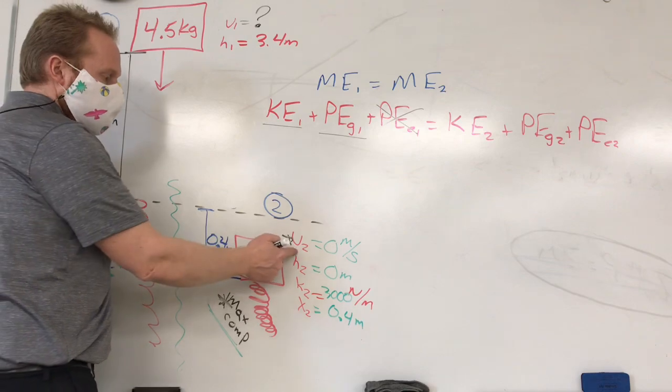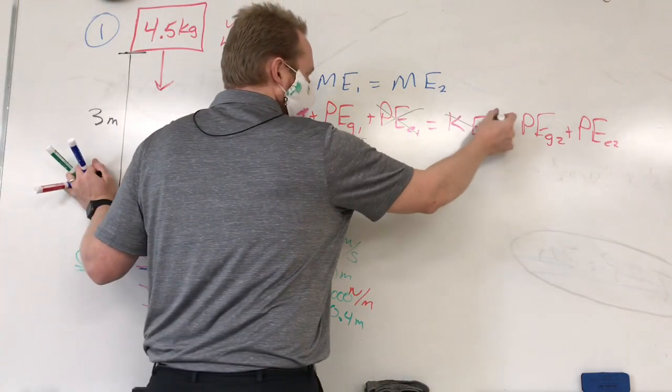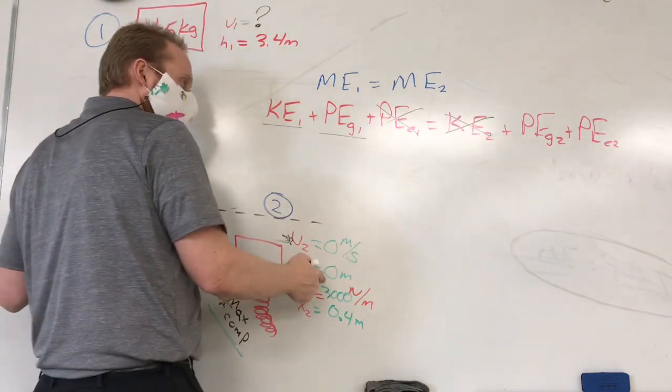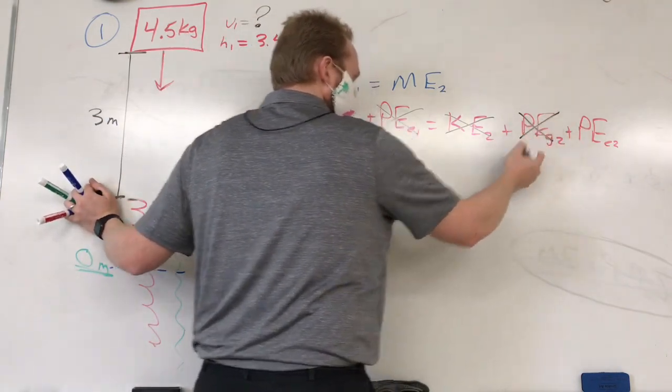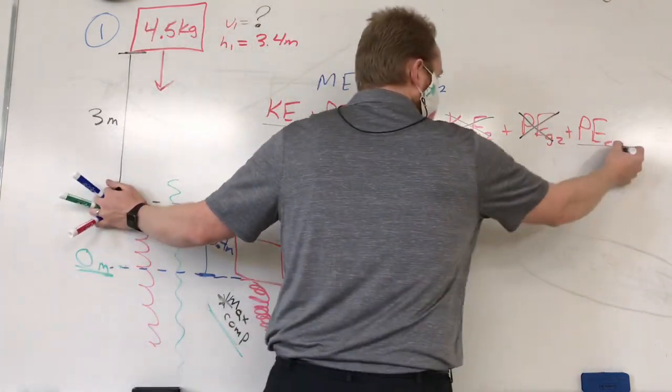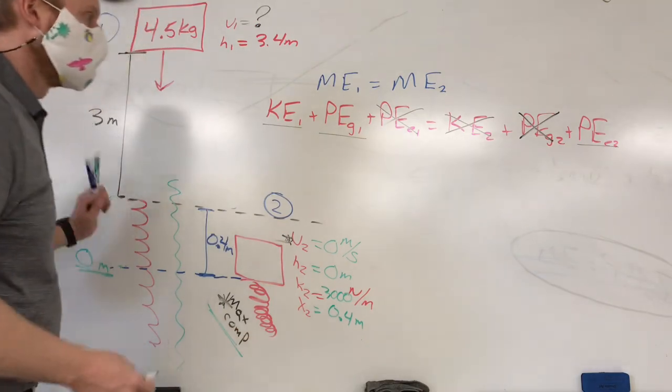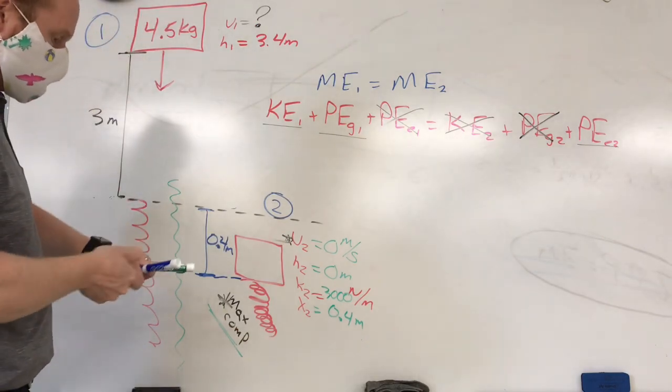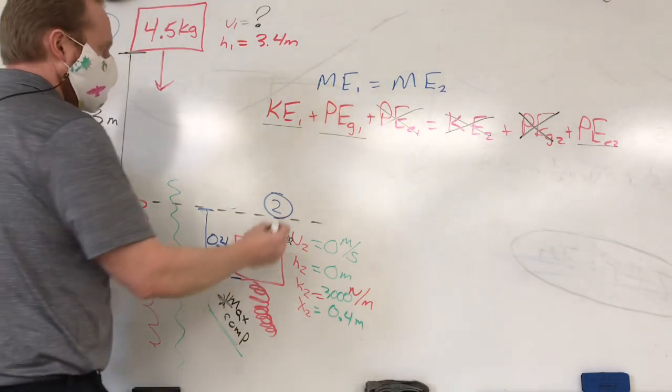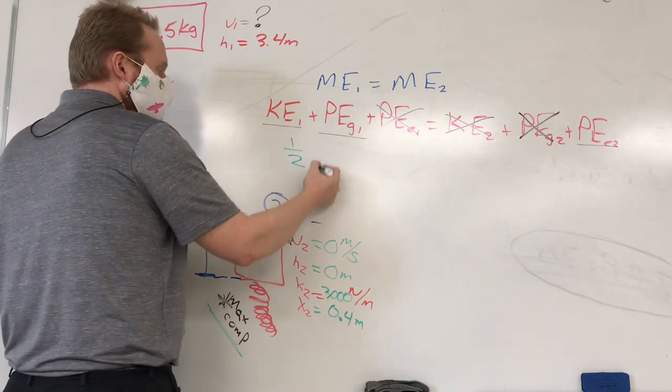Is it moving at location 2? No, maximum spring compression. Is there a height? We defined my height to be 0, but yes, we do have a compressed spring. We kind of break these steps apart. I'll do that, and I'll let you plug in your numbers.